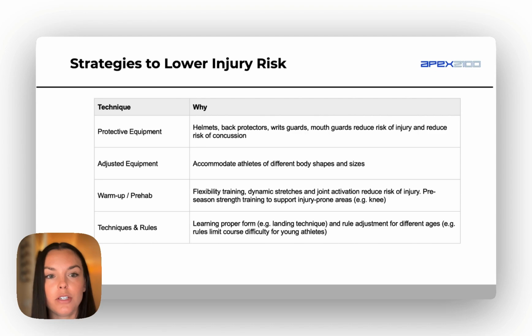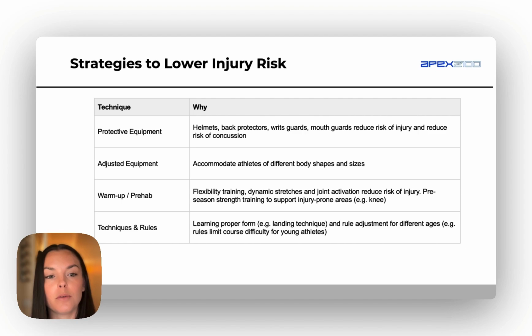Now, some strategies to lower our risk of injury are firstly equipment, protective equipment. So helmets, back protectors, wrist guards, mouth guards, you'll see people use in contact sports. These can reduce our risk of injury. Helmets might also slightly reduce the risk of concussion, but not fully. And we'll talk about concussion a lot more later on. Making sure the equipment is adjusted for the athlete, so considering different body shapes and sizes, especially with something like helmets, if it doesn't fit you, it's not going to do much in terms of protection.